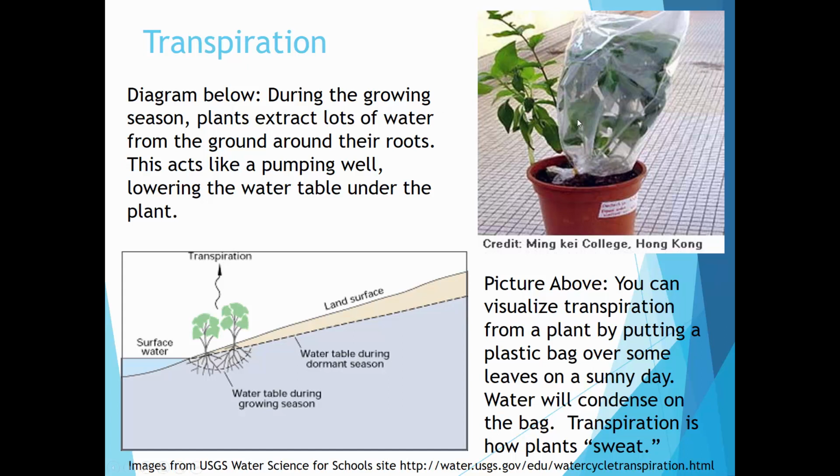So a way to visualize this, if you take a plant and you wrap a plastic bag around it on a sunny day, you will see a lot of water vapor collecting on that plastic bag, and the water vapor will condense, and then it rains inside the bag. So that's one way you can visualize transpiration if you ever wanted to just see it happening. So basically this is just how plants sweat. This is showing the process on a larger scale. So it's showing how water goes from the water table through plant roots into the atmosphere.